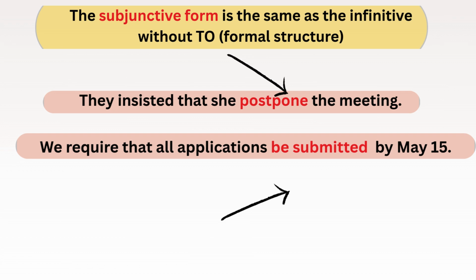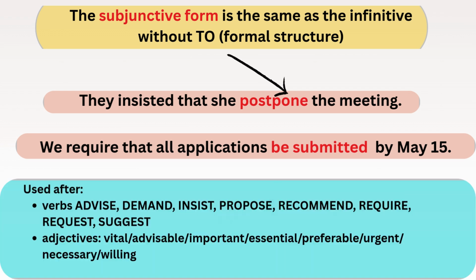So the subjunctive form is used after some verbs, and you can see advise, demand, insist, propose, recommend, require, request, suggest, and sometimes after phrases such as it is vital, it is advisable, it is important, essential, preferable, urgent, necessary, and somebody is willing, etc. So after those adjectives and verbs, we can use these subjunctive forms.